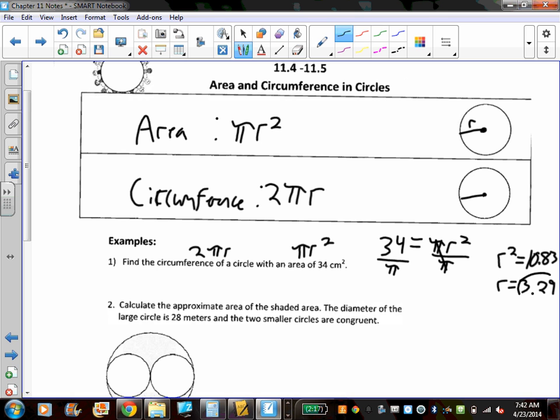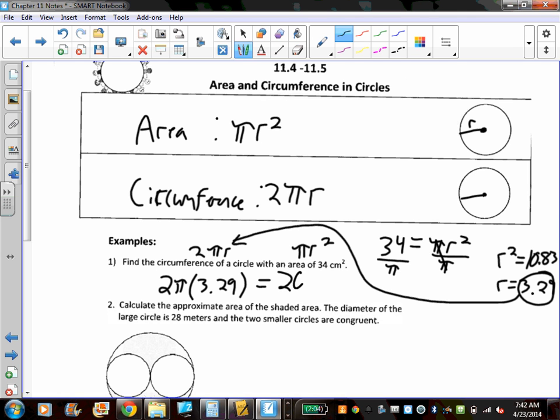We're going to then take this radius and plug it into the circumference equation. So we'll have 2 pi times 3.29. And if we multiply that out, you should find that the circumference is about 20.66 units on circumference because it is a length going around the circle. Should just be plain old centimeters. So there's that one.